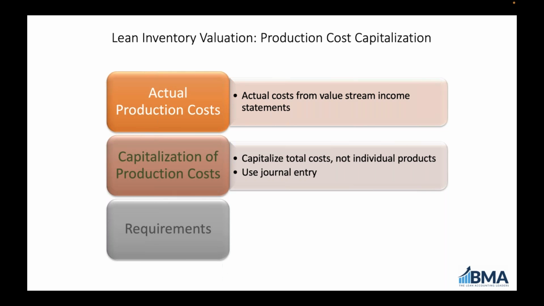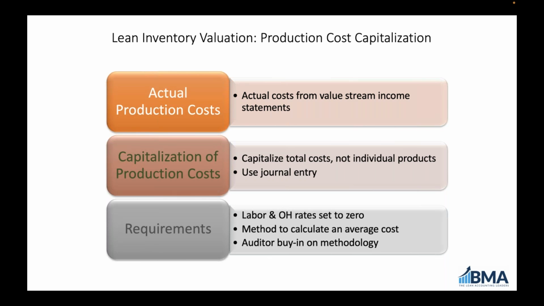So what are the requirements to be able to do this? One, you set your labor and overhead rates to 0. And that eliminates a whole lot of complexity in your inventory system and reporting. You have to develop a method to calculate an average cost. And you also need auditor buy-in on the methodology, okay?